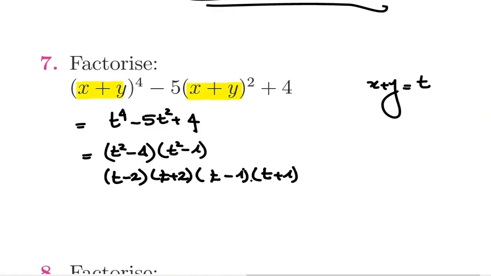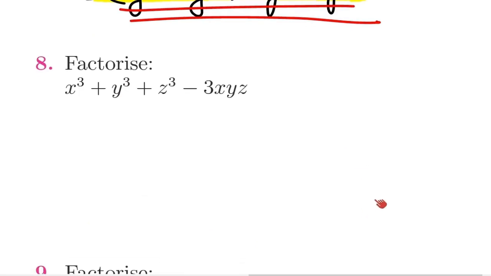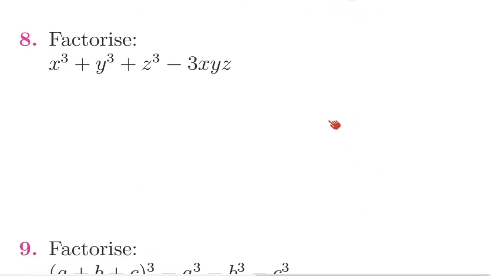Are we truly going to leave it just like this without any further simplification or explanation? Of course not, because we made up t ourselves. x plus y minus 2, x plus y plus 2, x plus y minus 1, x plus y plus 1, this is our answer. We had a wonderful time. To our most difficult questions.